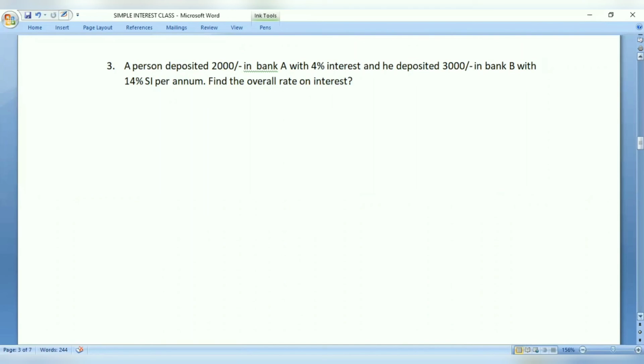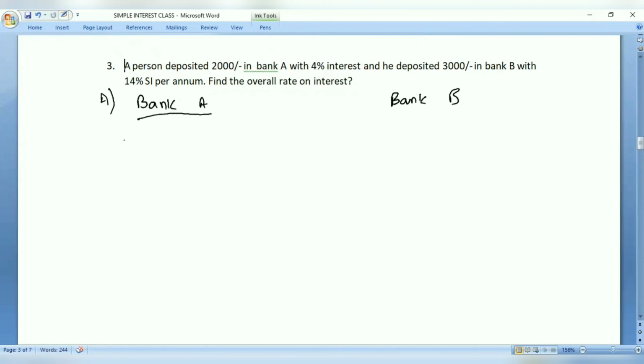Now see this question. Third question. A person deposited 2000 rupees in bank A with 4% interest, and he deposited 3000 rupees in bank B with 14% as rate of interest. Find the overall interest that he has earned. Okay. Now, see here. First, two conditions are given to us. First one is bank A, and the second condition is bank B. So we have two cases here.